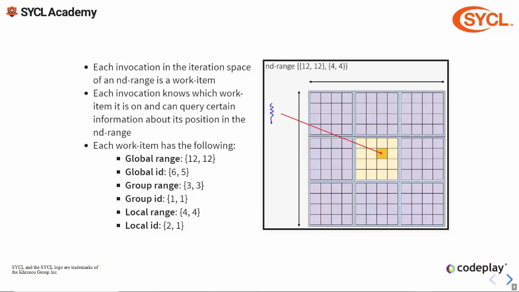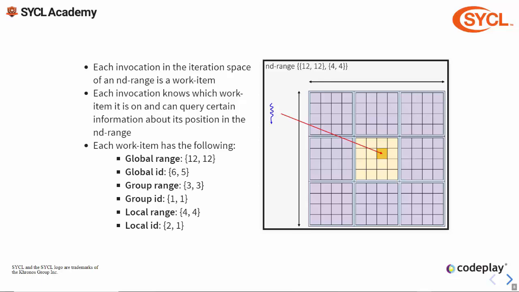This is the total number of work items in the ND range in each dimension, in this case 12 by 12. Next we have the global ID. This is the index within the global range of the current work item, in this case the index 65, which is highlighted here in orange. Next we have the group range. This is the total number of work groups in the ND range in each dimension. In this case this is 3 by 3, as the ND range divides up evenly into 3 by 3 work groups. And the group ID, similarly, this is the index within the group range. In this case, the index 1, 1, highlighted here in yellow.